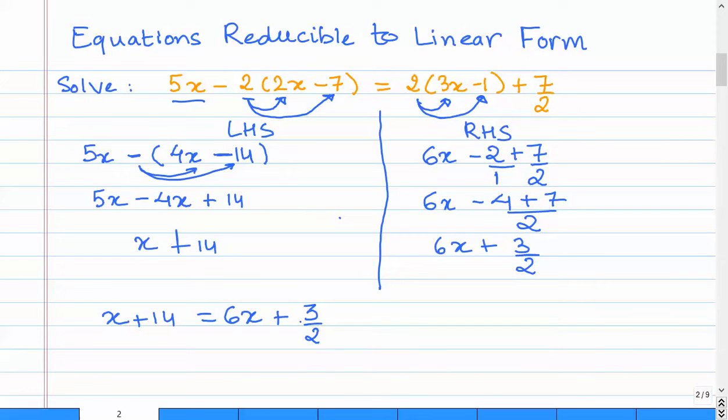So if we just pause here before moving on to solving this equation, you found out how we tackled it a bit differently by simplifying the left hand side and the right hand side, as we got it over here, that is x plus 14 is equal to 6x plus 3 by 2. Now let us proceed to solve this equation finally. So the form that we got was x plus 14 equals 6x plus 3 by 2. Now once we are here, you can proceed with the usual way.